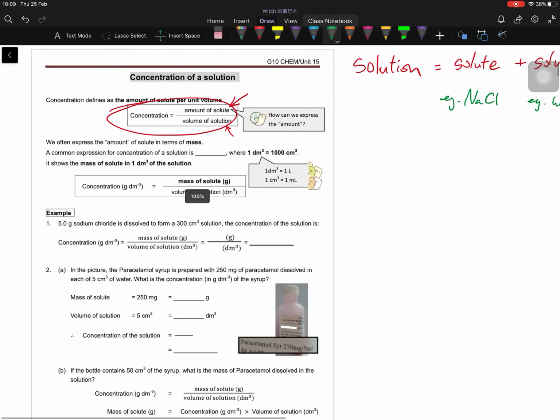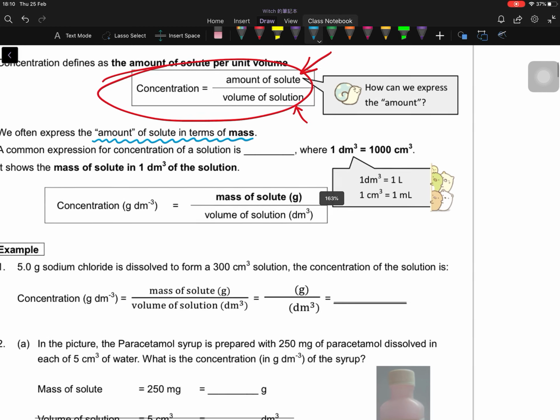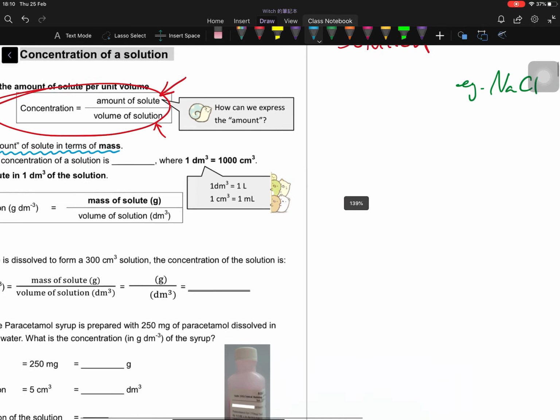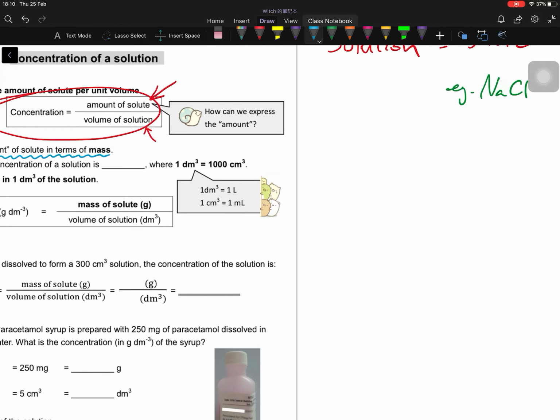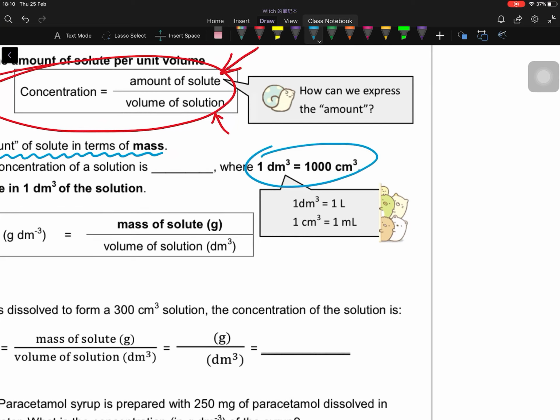Now, how can we express the amount of solute? We have many choices, but at this moment the simplest one is mass, for example 10 gram, 20 gram, or 50 gram of sodium chloride dissolved in water. This is the amount of solute in terms of mass, and we need to introduce a new unit for volume. This is called dm cube. 1 dm cube equals 1000 cm cube, and for better understanding, 1 dm cube equals 1 liter, which is a typical volume unit.